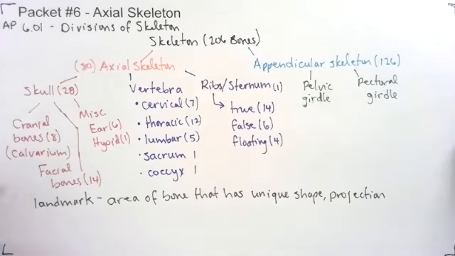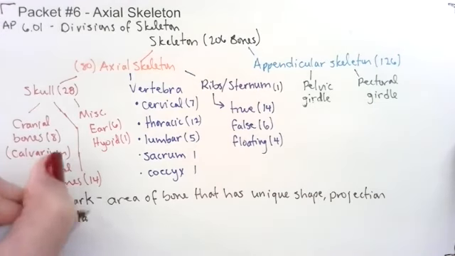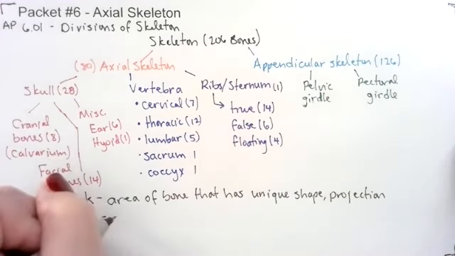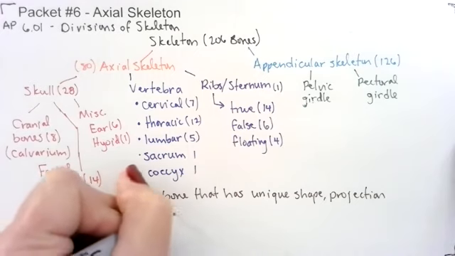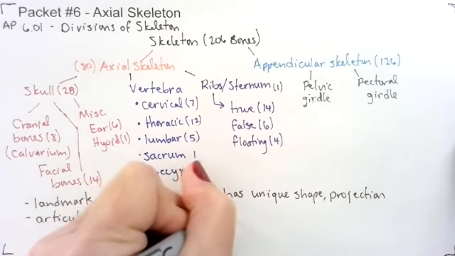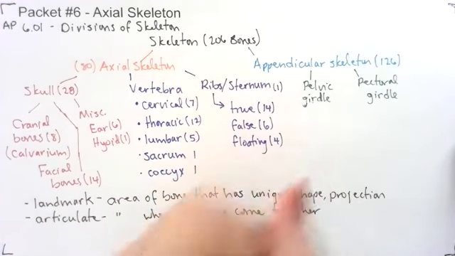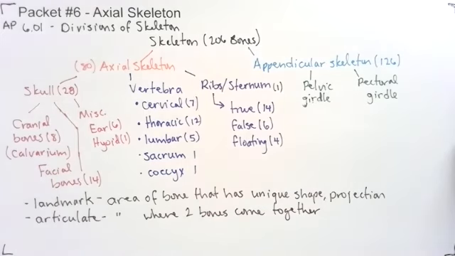Another term that I'm going to be using a lot is articulate. So articulate is when 2 bones come together, or the area where 2 bones come together. And what we're going to see is that often these landmarks are tied to areas of articulation. So articulate is the verb. Articulation would be another part of speech. You can ask Mrs. Clevenger.